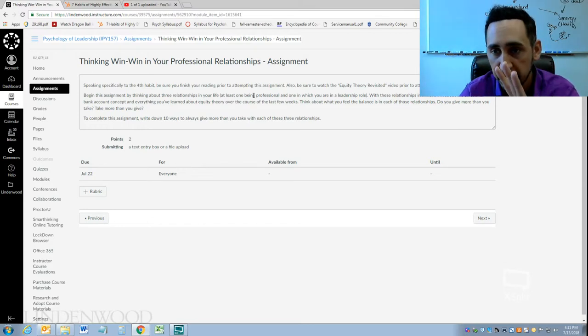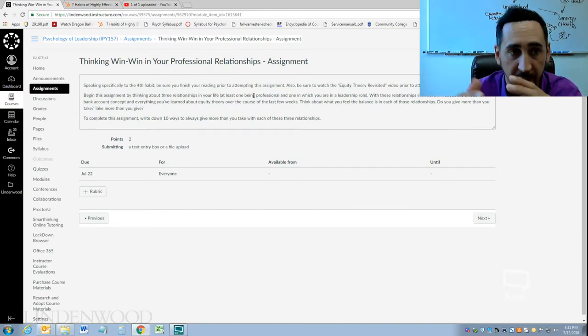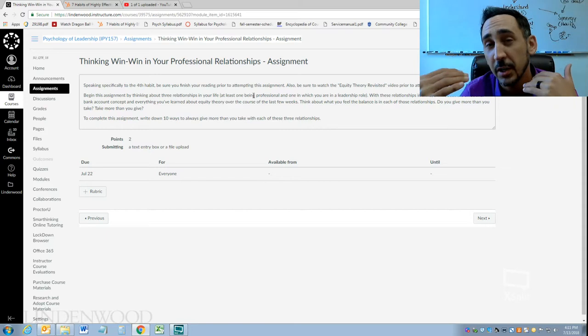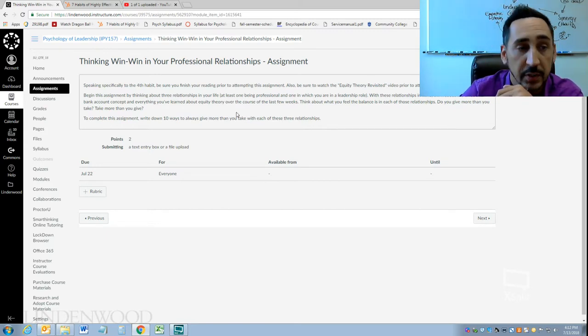And so with these relationships in mind, think about the emotional bank account concept, the one that I put up there. And how equity theory leads into the emotional bank account. You might even talk about the love tank, so to speak. And I want you to think about the balance between these 3 relationships. Think about how much effort you put in, or how much energy you put into these, or how much gas you put into these tanks, versus how much the other person does. Okay, and so think about that. And do you give more, or do you take more? And so think about that.